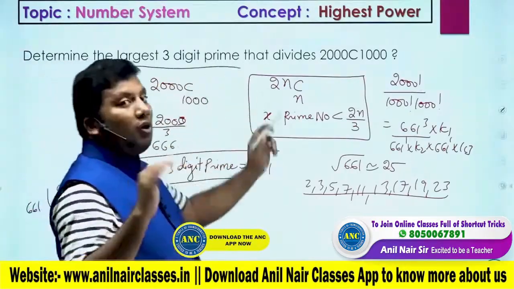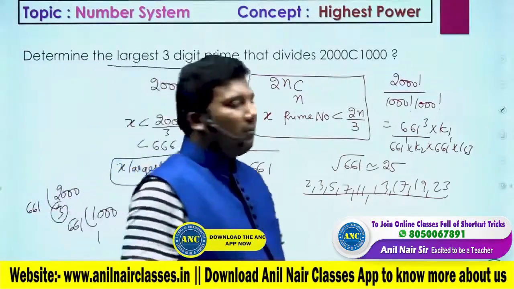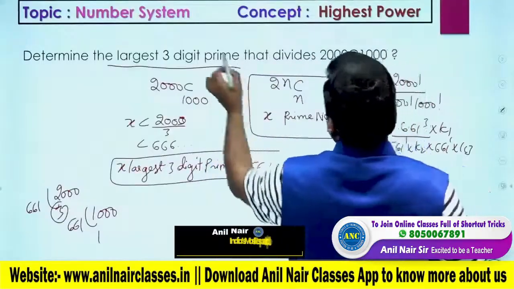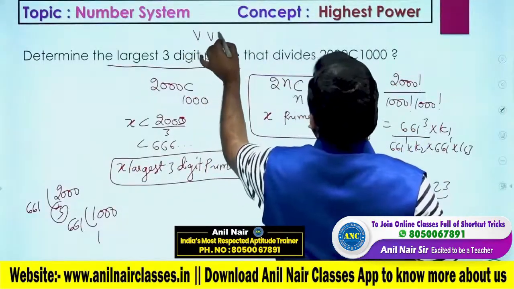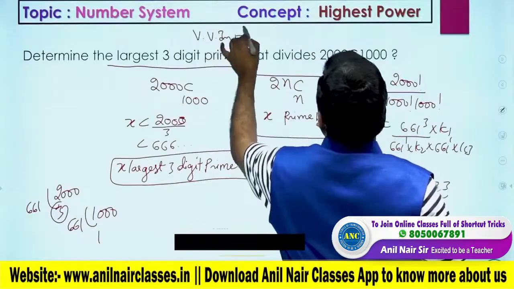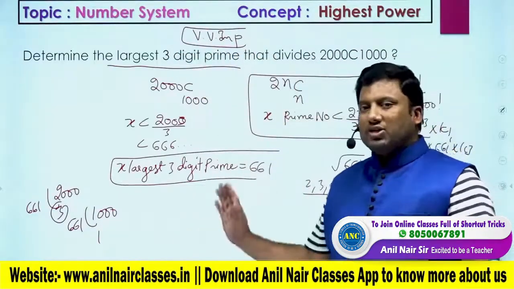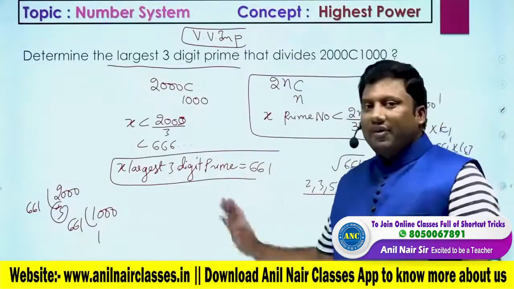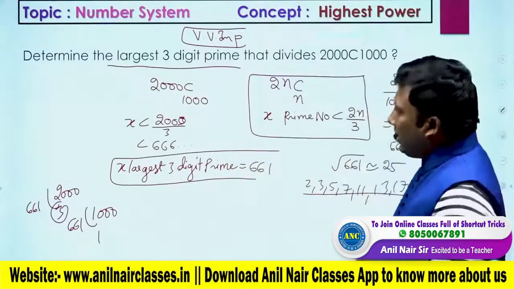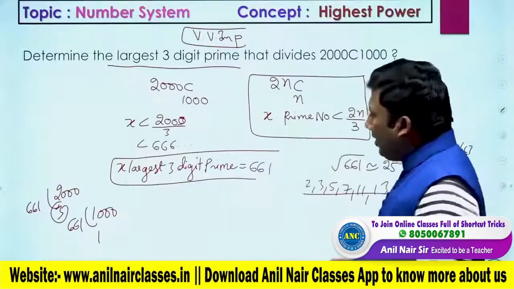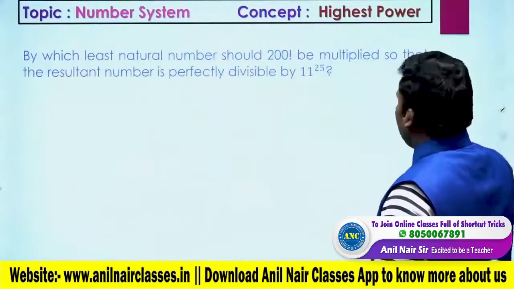How to find the largest 3-digit prime number that divides 2000 C 1000. Session number 2, it is advanced level questions. Ensure that you pay utmost attention to these questions. Very, very important. I hope the logic is clear. Idea clear? Next one.